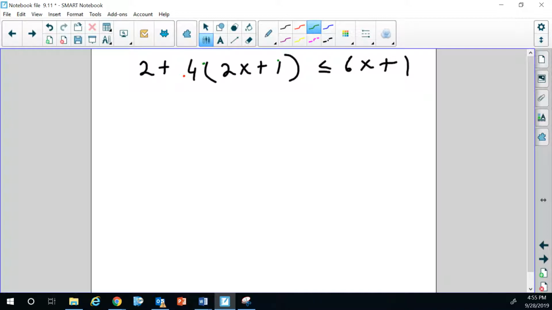The other mistake I came across, students were distributing. So they brought the two down, and they did the first part correctly. They multiplied 4 times 2x, which gave them 8x. However, instead of multiplying 4 by 1, they were adding. They add 4 and 1 to get 5. Okay? I came across that. Again, you can't do that. It's a multiplication. So you have to multiply everything inside the parentheses, all right, by the 4. All right, so that was the second mistake I came across.